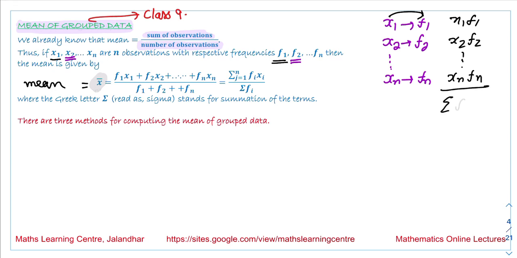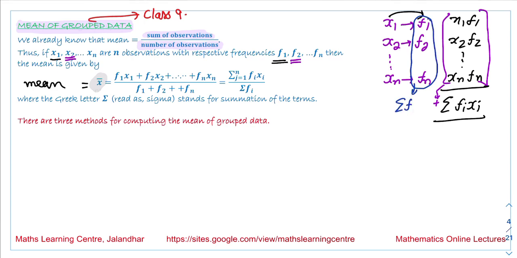We are writing it is sigma fi xi. It is the sum. The sigma means we are talking about the sum of all these values. Then next we are calculating the sum of all fi. It is sigma fi, and if we are dividing these two values, sigma xi fi and sigma fi, the answer we are obtaining, we call it the mean.